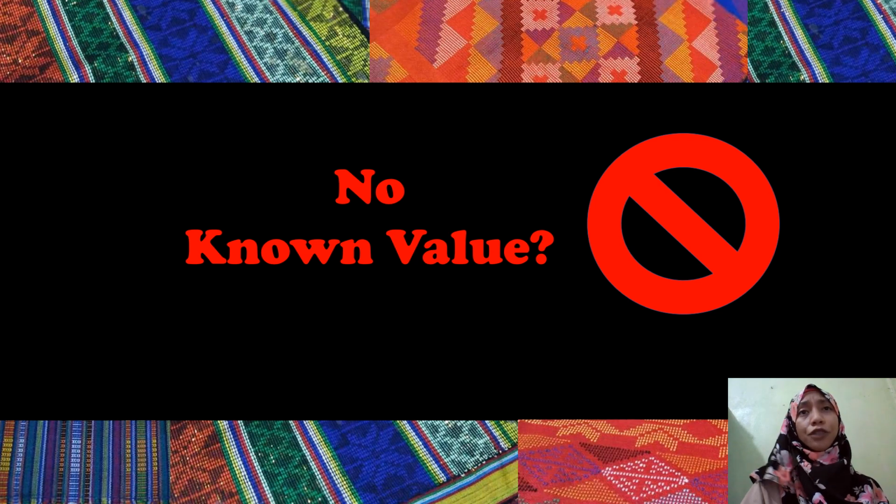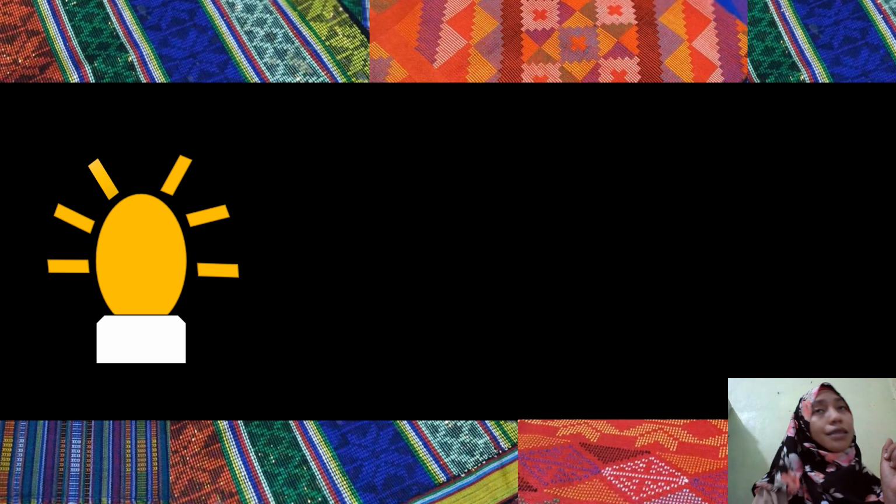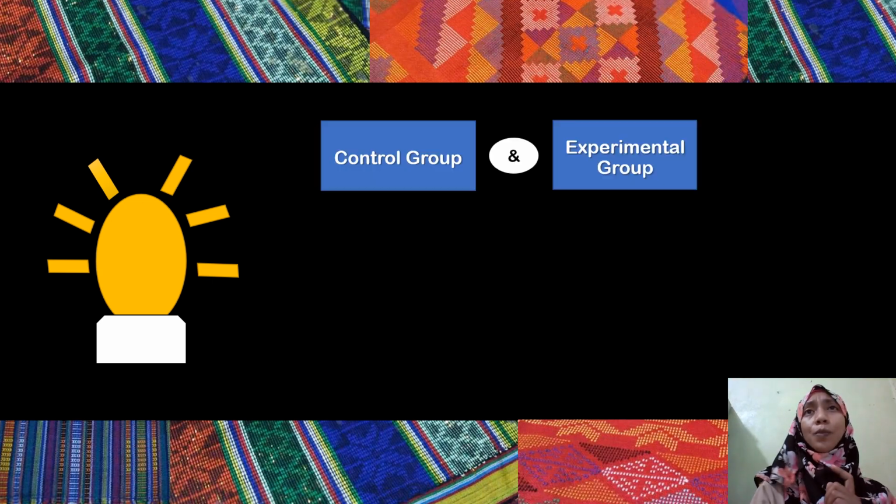But what if there is no known value? What if the NMIS could not provide you with a standard weight? In this case, you may need to have both a control and experimental group to help you find out if brown algae pellets are an effective feed of broiler chicken as the commercially available chicken feeds.